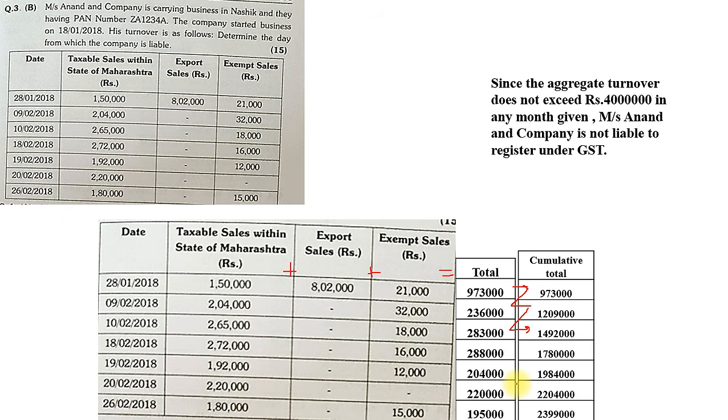Okay. So if it is only goods, the limit is 40 lakhs; only services, 20 lakhs. And if there are goods and services both in the question, then again the aggregate turnover limit is 20 lakhs. So these are the two questions in question number three. One was based on taxable, non-taxable. Second was based on registration under GST. I hope everyone has understood both these questions. So with that, we will be ending this video here. Thank you.